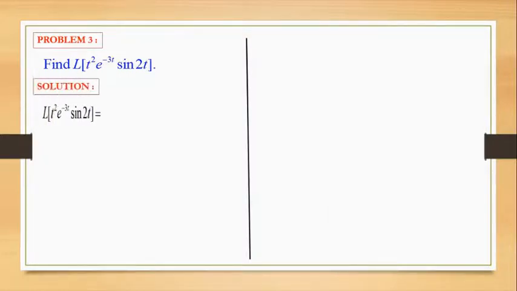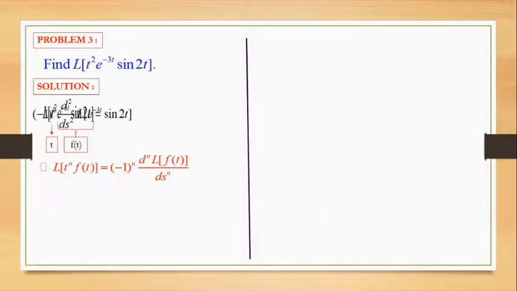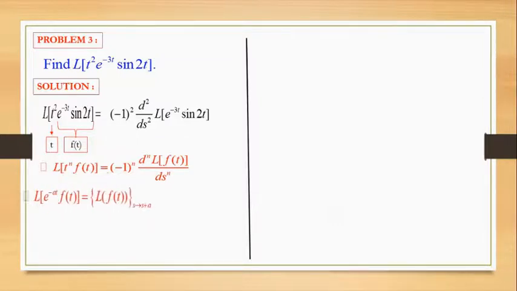So here also we need to understand that the first term could be considered as t square and the rest of the term is in the form of f of t. So very well I can use the formula Laplace of t power n f of t is equal to minus 1 the whole power n, d power n by ds power n, Laplace of f of t. So when we apply it to the given problem, we get minus 1 the whole square, d square by ds square, Laplace of e power minus 3t sin 2t.